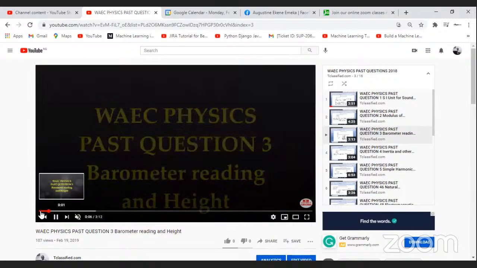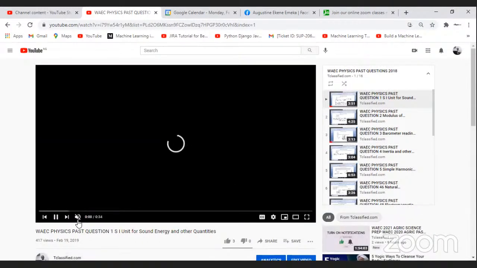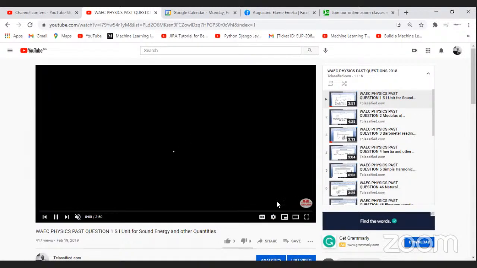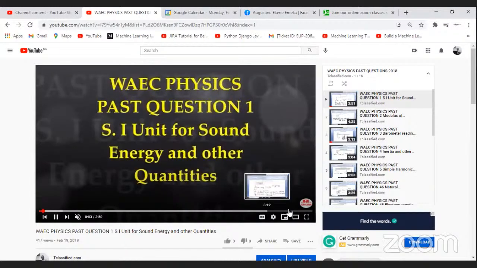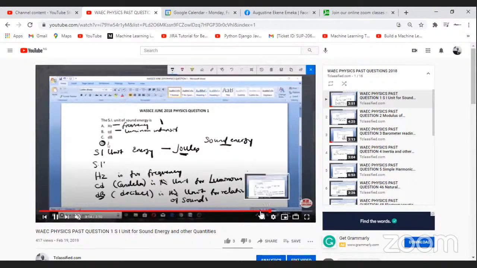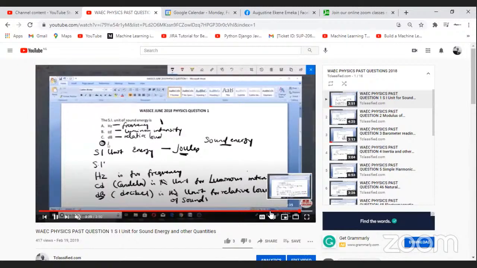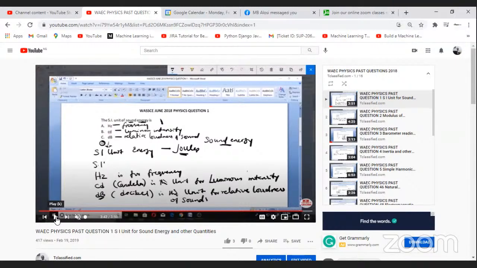So I said the SI unit is hertz. The SI unit is what? Number one is going to be joules. You said it was A before, but I just saw that it's not frequency.